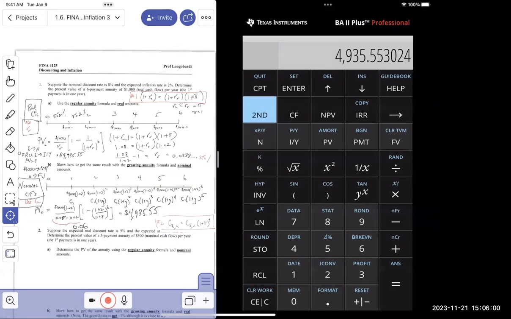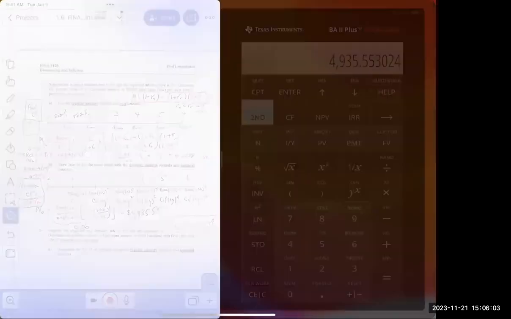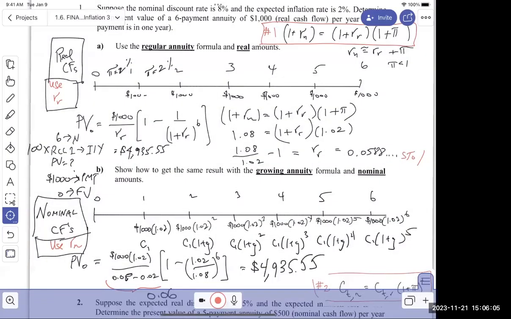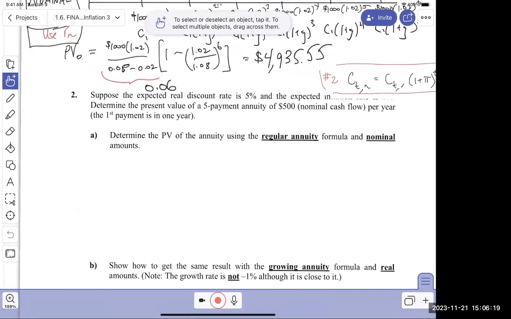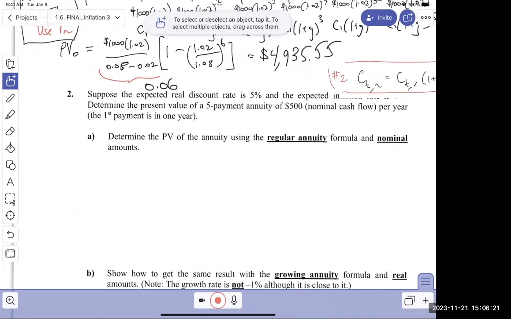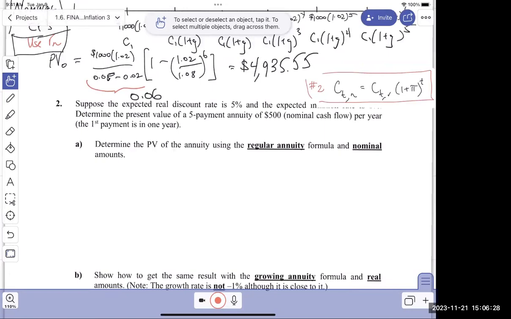Okay, any questions about this? Everyone can get it? All right. Let's do the second part. Is everybody up to date? Yes. Okay. The rest of you?